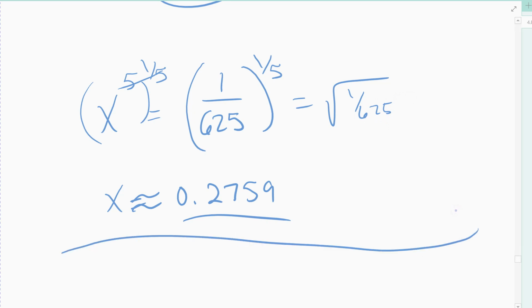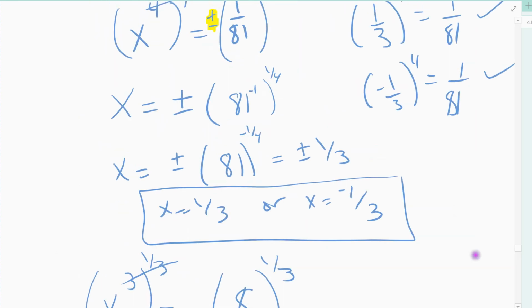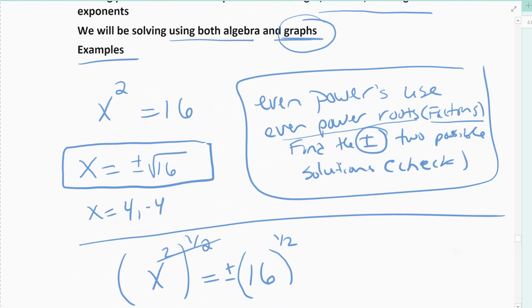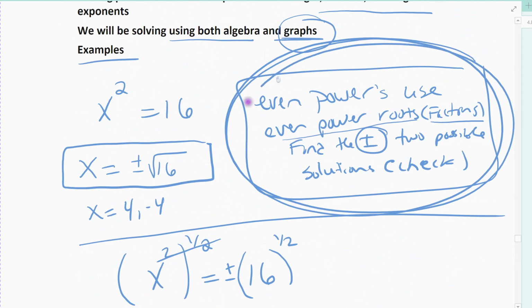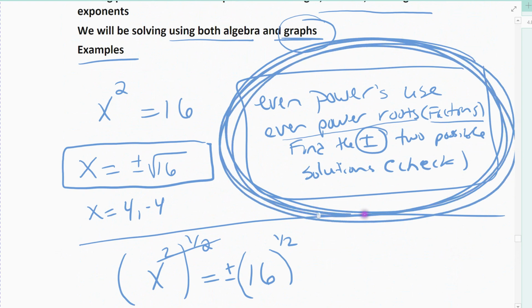So that's my first video, getting you used to remembering this rule. And you have to keep this in mind even for the next one. If you have even-powered roots, so if I take the 1/2 power, the 1/4 power, the 1/6 power, I have to tack on this plus or minus, just like we did with the square root function. Odd powers, I don't have to do that. And you should always check your answers because sometimes answers don't check. So those are the simple cases.